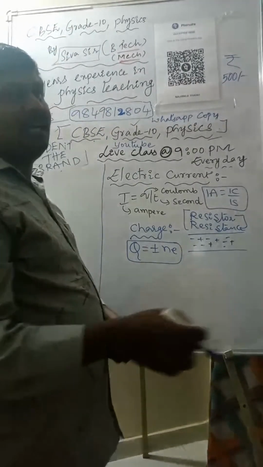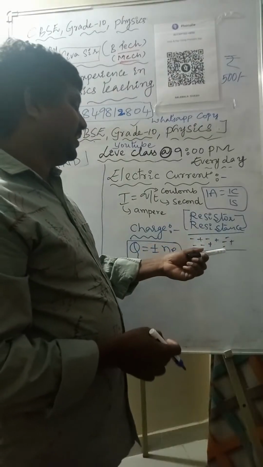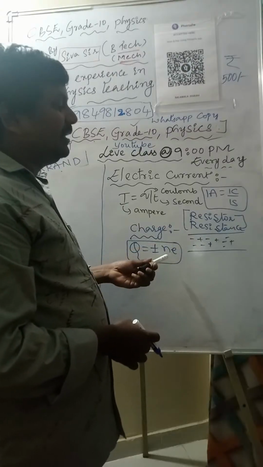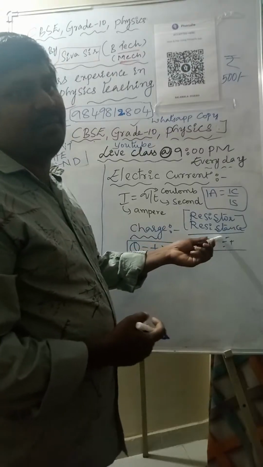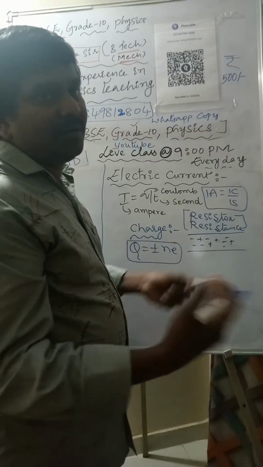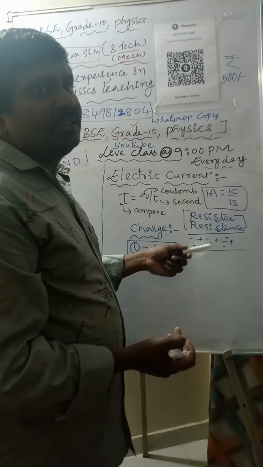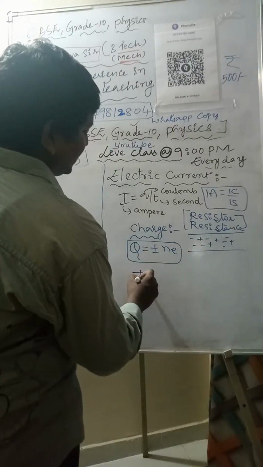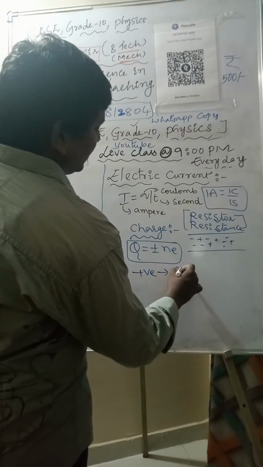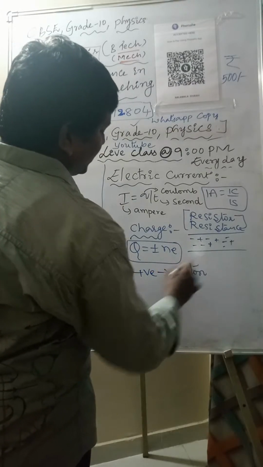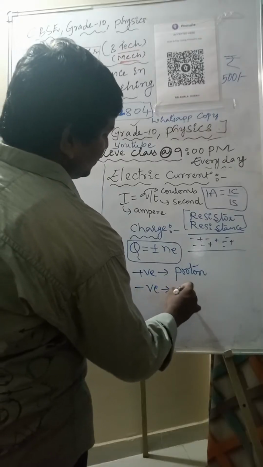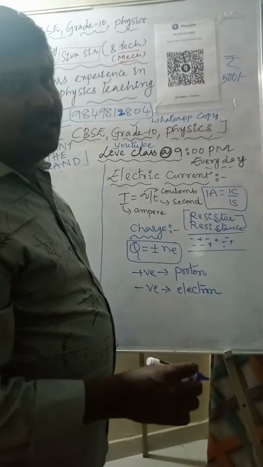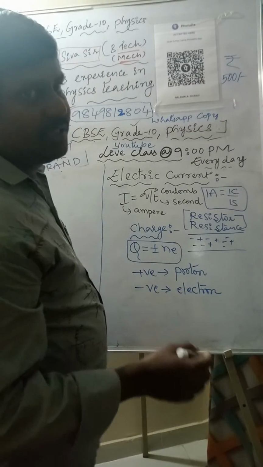Positive charge and negative charge both move inside the conductor, that's why I'm taking plus or minus Ne. Quantization of charge is nothing but integral multiples; a number of charges will move inside the conductor. For positive charge, the example is the proton, and the negative charge is the electron.